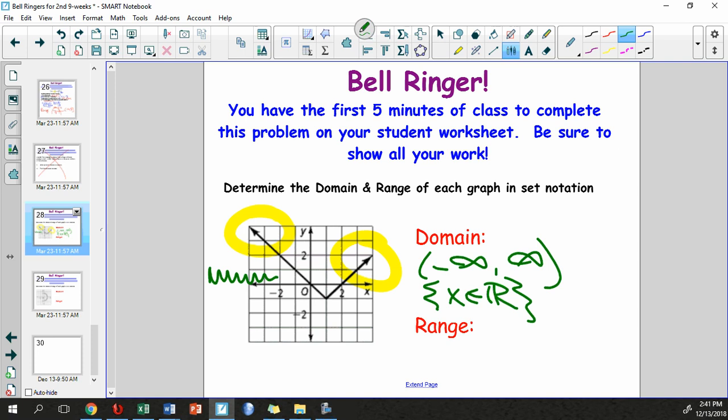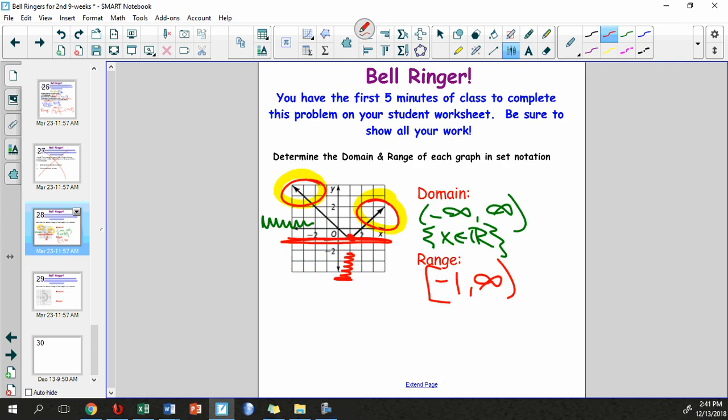However, range, that means you're starting here at the bottom. And when do I first run into the graph? I run into that at -1, and it can be equal to because there's a point there, and the arrows mean that it goes on forever. So it's infinity. So that means y is in the reals, and y is greater than or equal to -1.